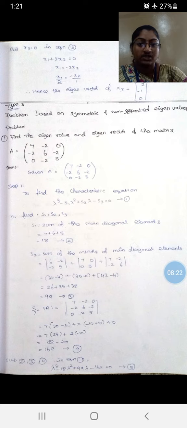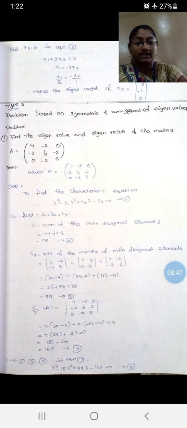See here, my first row is 7, minus 2, 0. Similarly, my first column is 7, minus 2, 0. Hence, this is a symmetric matrix. So, I can take the type 3 problem. Given in solution, write the given matrix as it is. In step 1 we have to find the characteristic equation. Step 2 we have to find the eigenvalue. In step 3 we have to find the eigenvector.